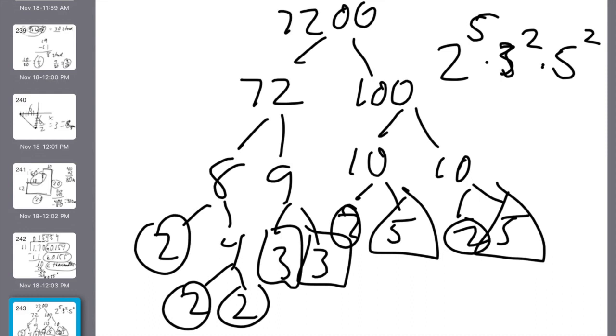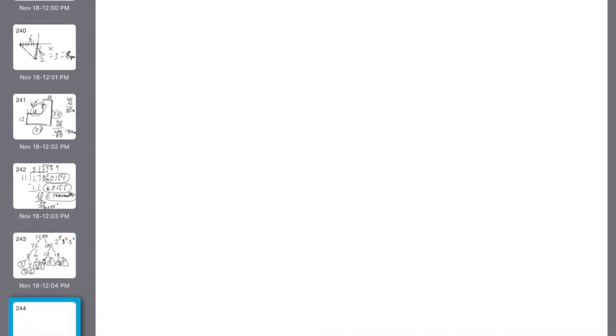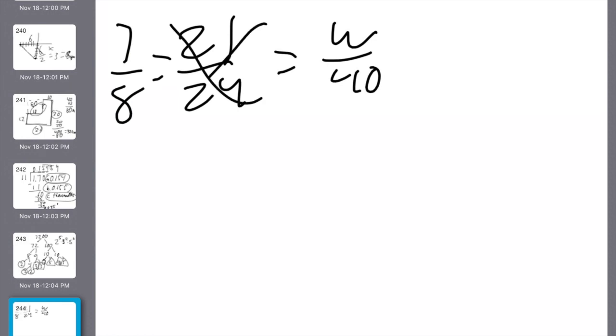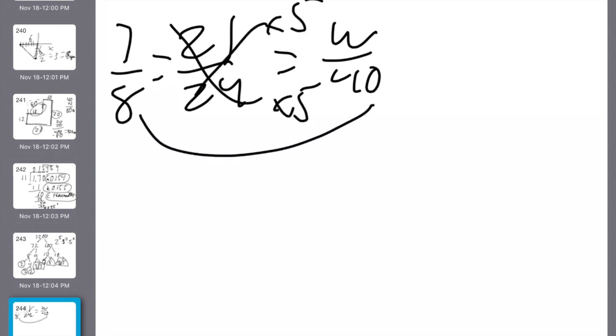Number 15. I have 21 over 24. 21 over 24 equals something over 40. I'm going to divide by 3, guys, and make this one 7/8. 8 times what gave me 40? Times 5. So I times 5 on the top and get an answer of 35.